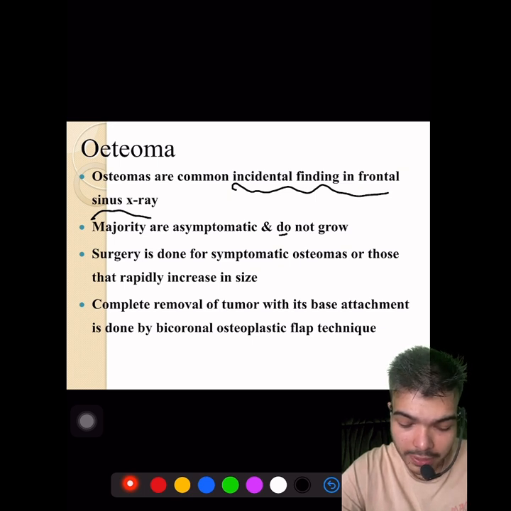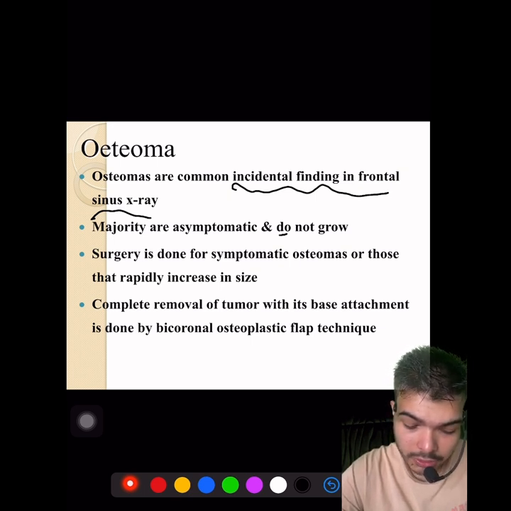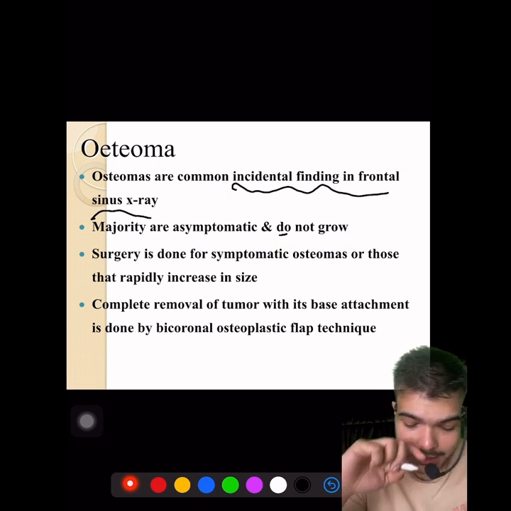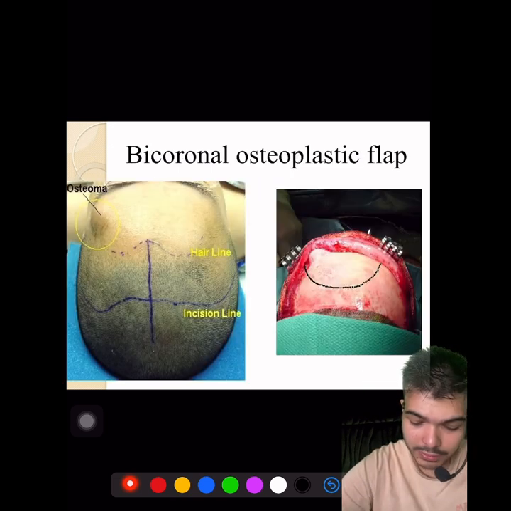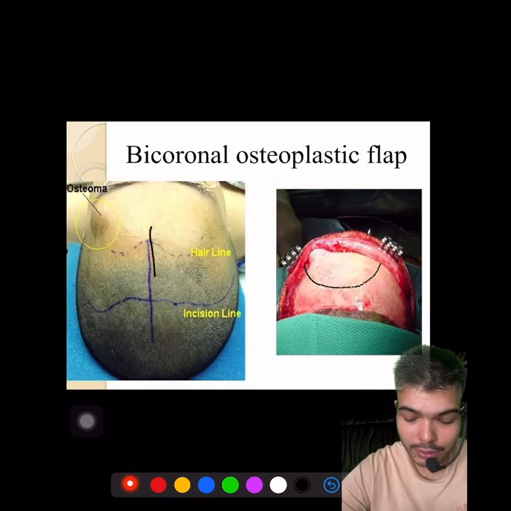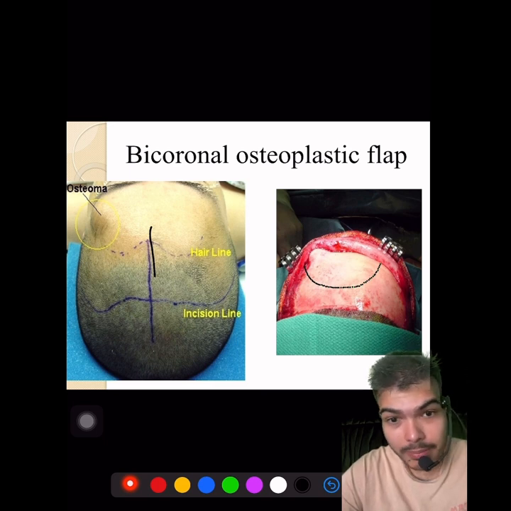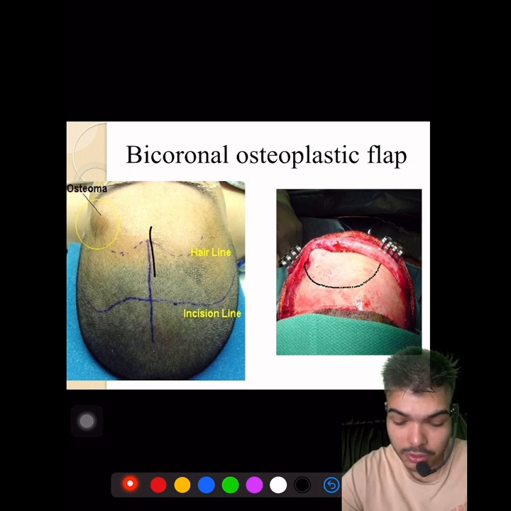Talking about ossifying fibroma, see here, frontal sinus osteoma. Can you see the haziness pattern over here in the frontal sinus? Yes, you can. For the bicoronal osteoplastic repair, I told you that there are two lines of incision like this, and then you remove the osteoma. Tumor exposed. Just remember bicoronal osteoplastic flap repair. If you just remember this word, bicoronal osteoplastic flap, that will be more than enough.